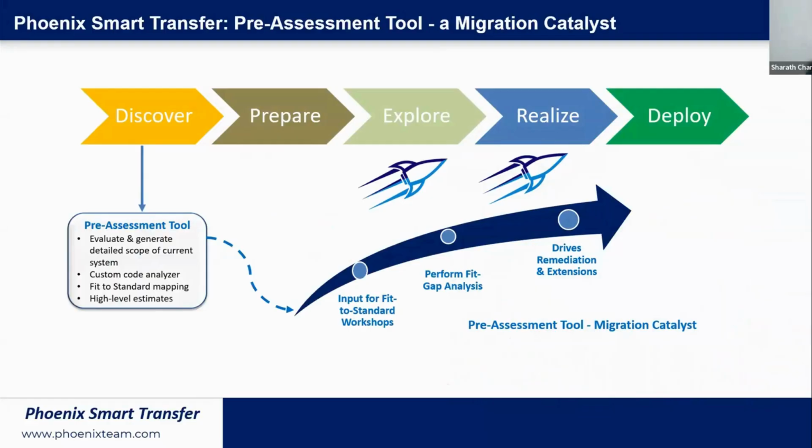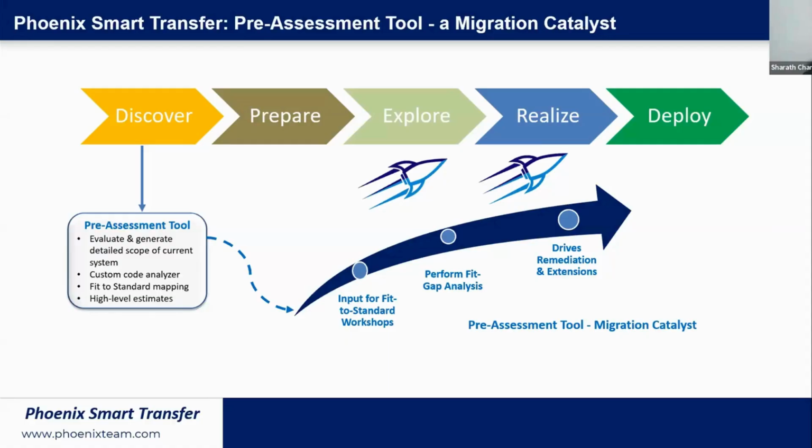It starts with evaluating or generating a detailed scope of your current ECC system. This is where it allows us to evaluate your current system in detail, as well as automating discovery of existing solutions, the corresponding processes, and the scope items under each of those processes. Subsequently, it would also flag your existing custom developments and works as a custom code analyzer too, which will feed into the further phases of the project, which are prepare, explore, and realize.